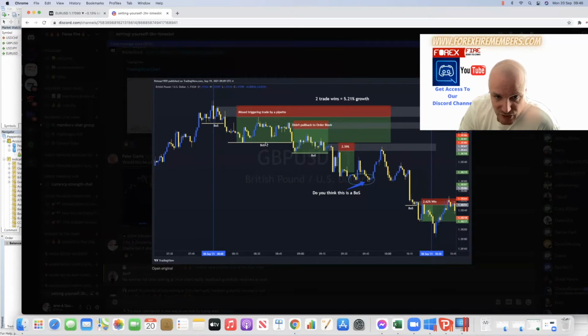Again, a break of structure from here. Trigger point is the order block. Again, break of structure here. Come in, trigger point is here. And he had another win. From there, just based upon the British Pound USD 1 minute, and that's a very volatile pair, he had a 5.12 growth.